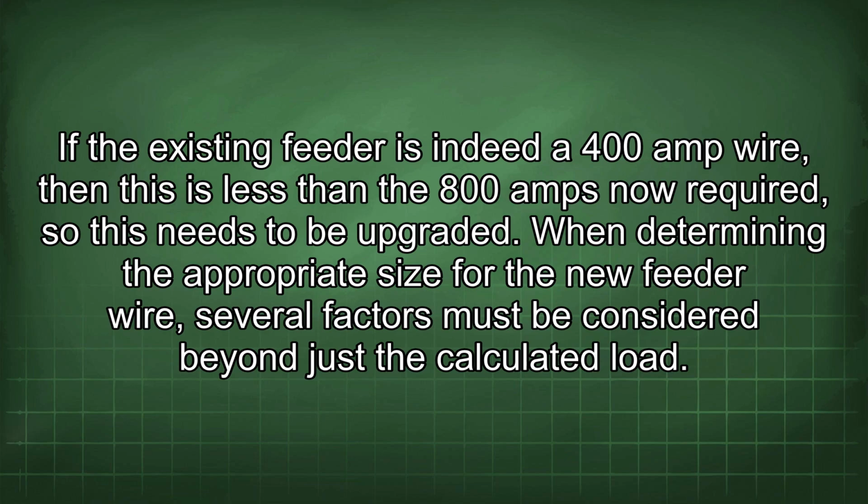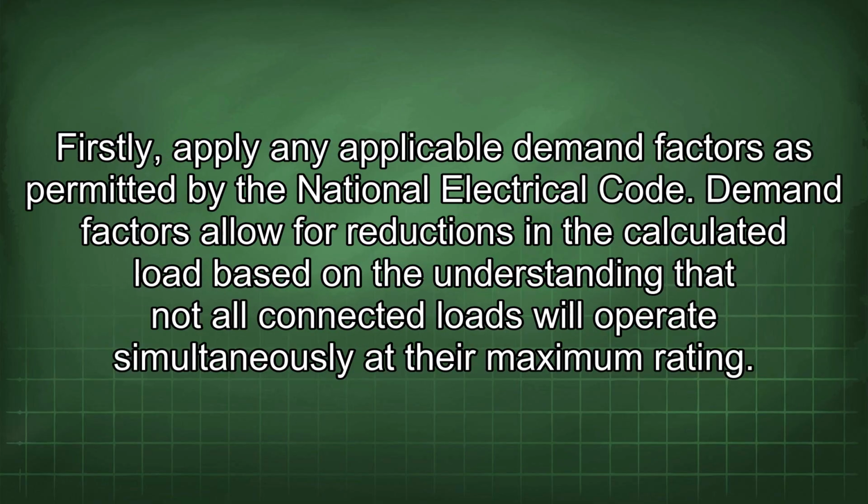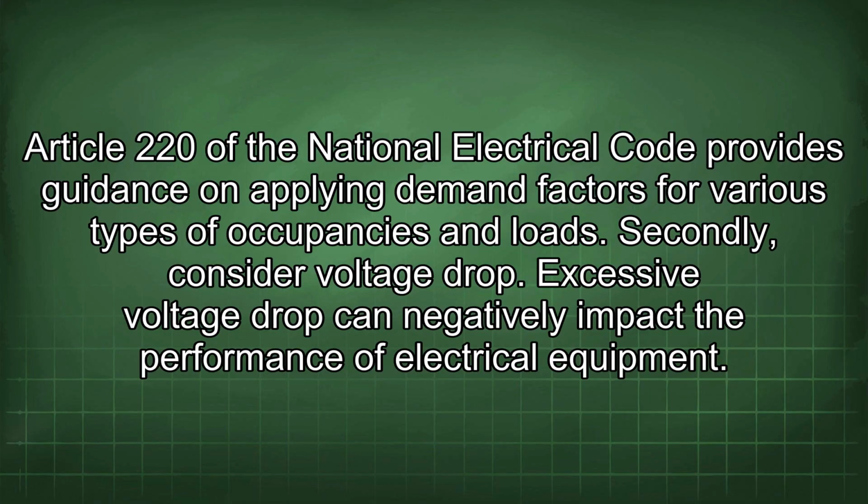When determining the appropriate size for the new feeder wire, several factors must be considered beyond just the calculated load. Firstly, apply any applicable demand factors as permitted by the National Electrical Code. Demand factors allow for reductions in the calculated load based on the understanding that not all connected loads will operate simultaneously at their maximum rating. Article 220 of the National Electrical Code provides guidance on applying demand factors for various types of occupancies and loads.